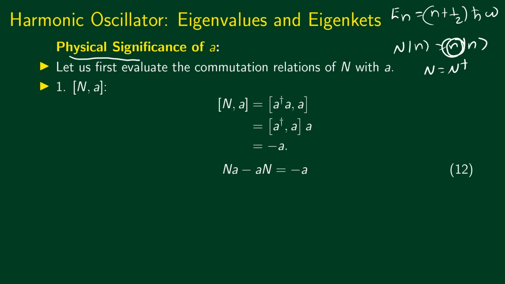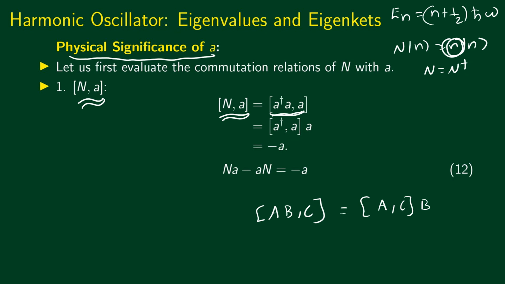Let's start with the physical significance of operator a. This can be found by evaluating the commutator of the number operator with a. So let's find the commutator of n with a, which is the commutator of a dagger a with a. This can be found using the formula: the commutator of ab with c can be written as the commutator of a comma c multiplied by b plus a multiplied by the commutator of b and c. Again, you can prove this using the basic definition of the commutator. If you haven't done it already, please try this.